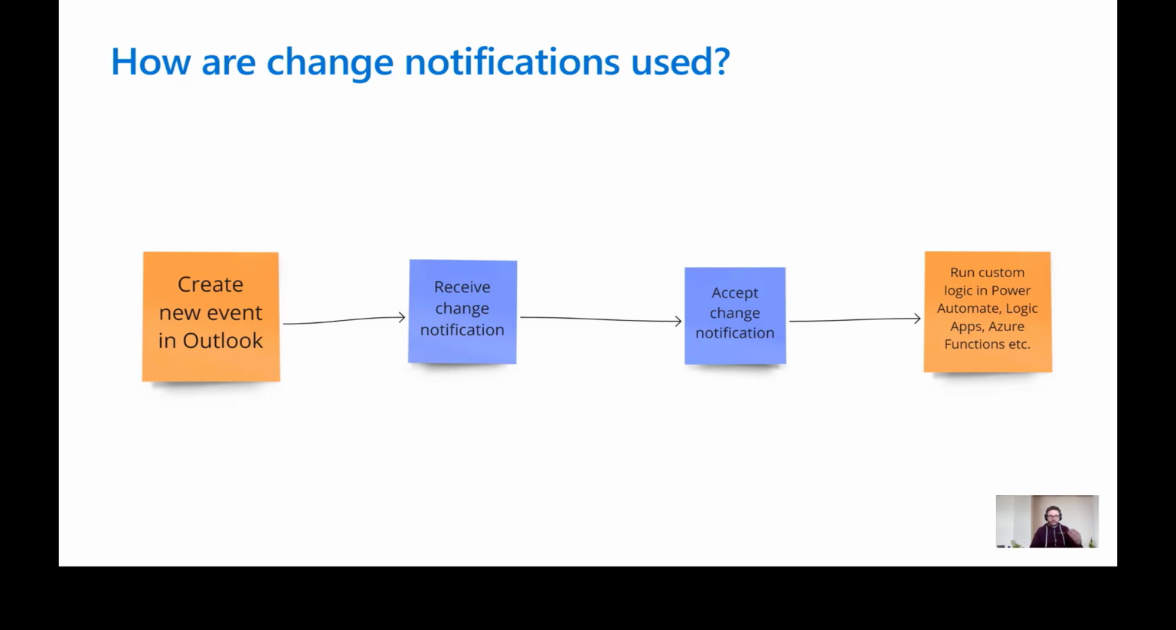Think of this as ordering something online. A change notification is received, and the UPS driver says, "Okay, I'm going to deliver your package." UPS receives it, they accept it. All right, let's start the delivery. Then they come over to your door, they ring your doorbell, and they bring your package.